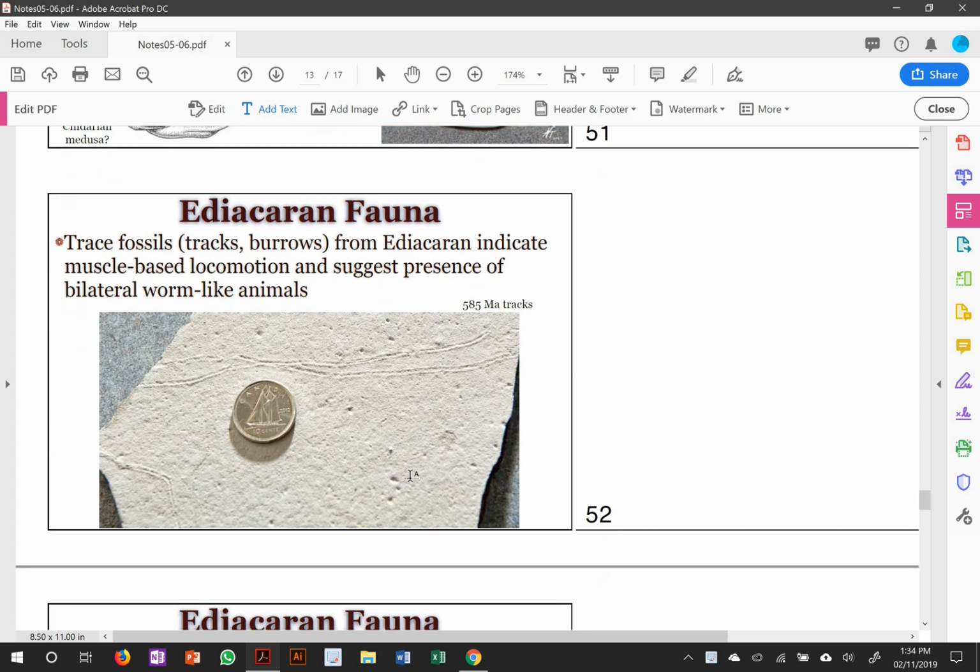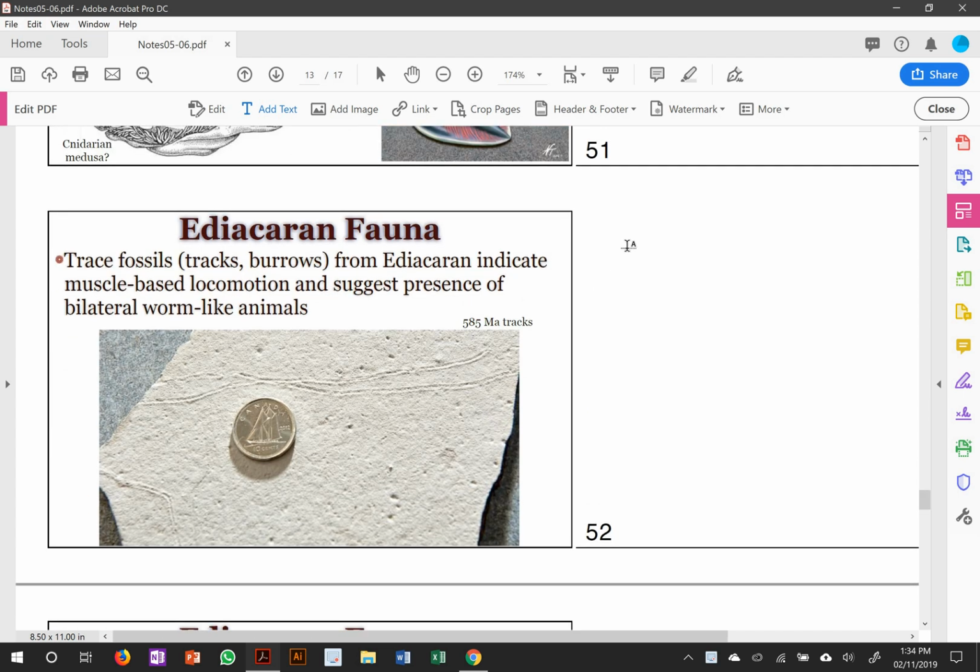And we also have trace fossils that suggest that animals were moving around. So there are, for example, trackways. These are trackways that are 585 million years old. That means something was moving around using muscles, including maybe worm-like animals that would have been bilaterally symmetric, or maybe an anemone-like animal which can sometimes move along the substrate.